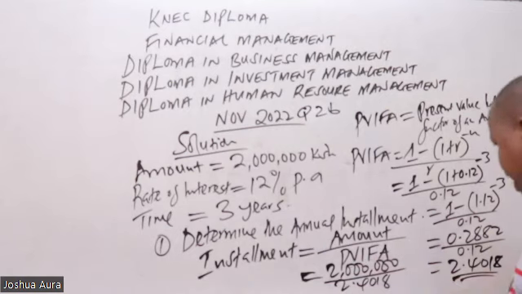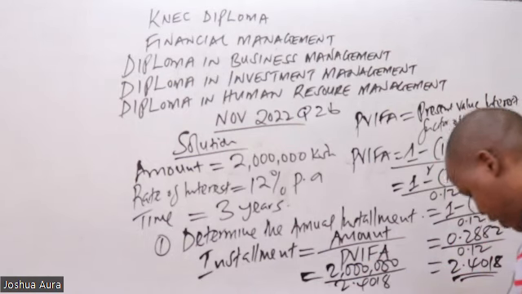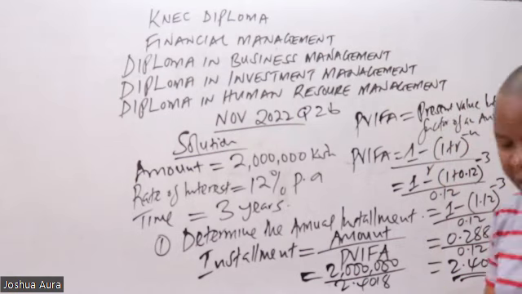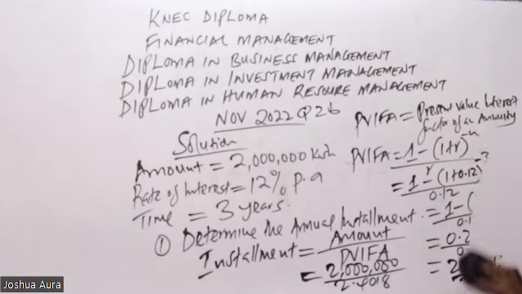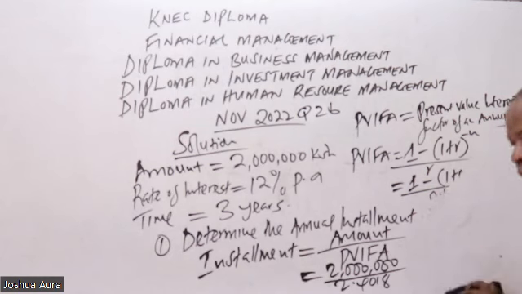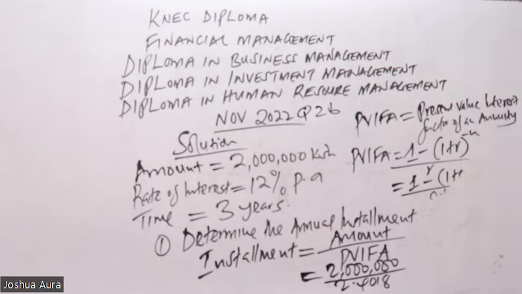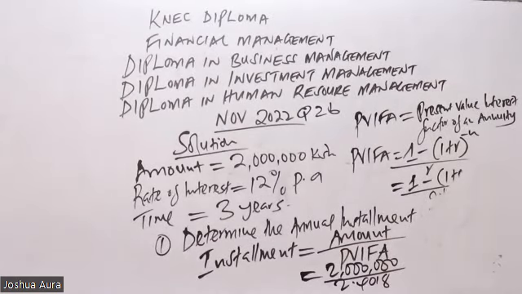So you can see here, our installment per annum will be equals to, let me wrap this part so that we can bring our figure here.